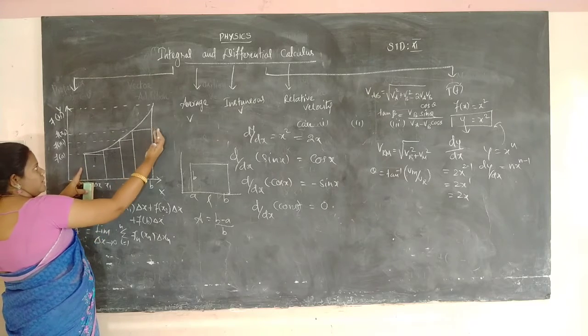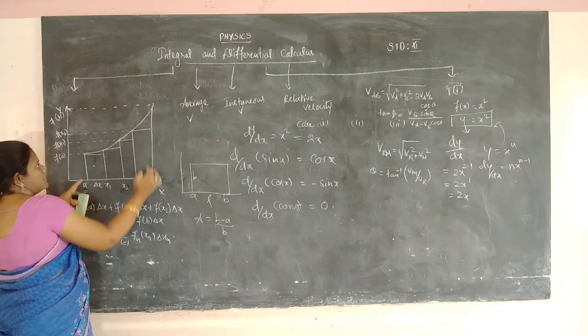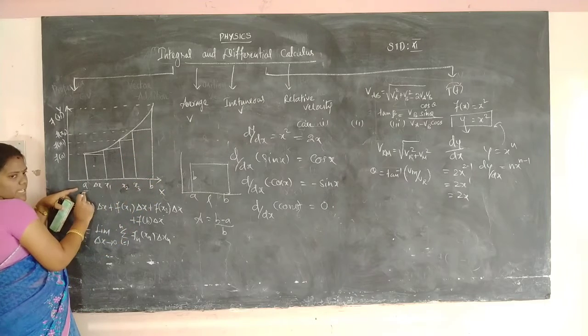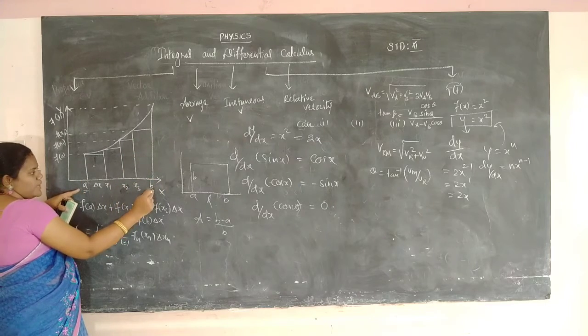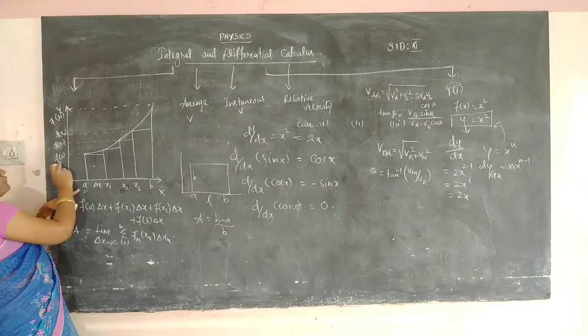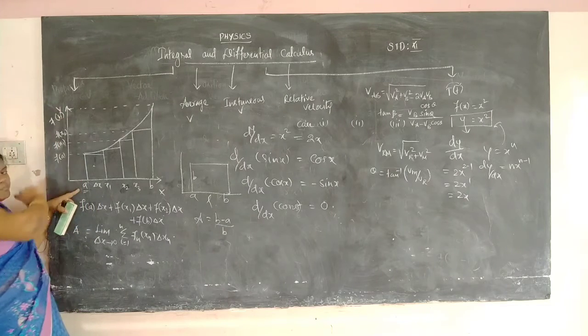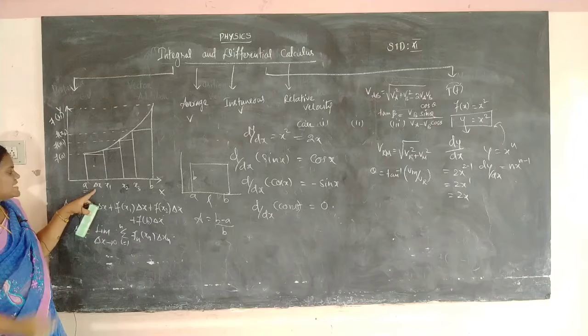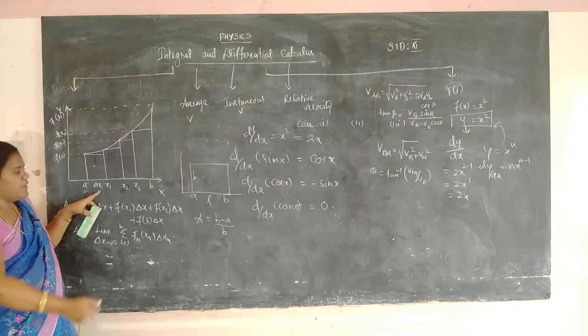You have taken an object in this shape, and this is the size of the object. The first point is a, the last boundary is b. The first point is f of a and the last boundary is f of b. Okay, so it tells us the difference between the first point and the second point.